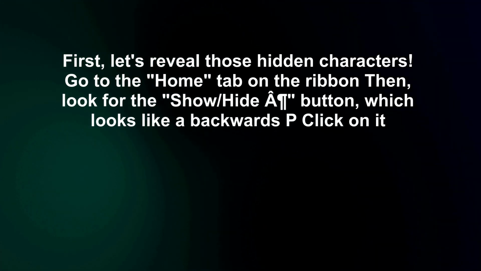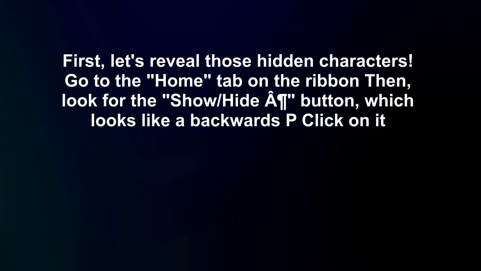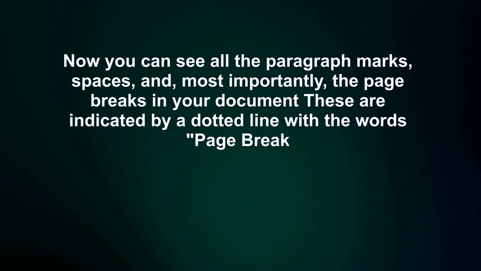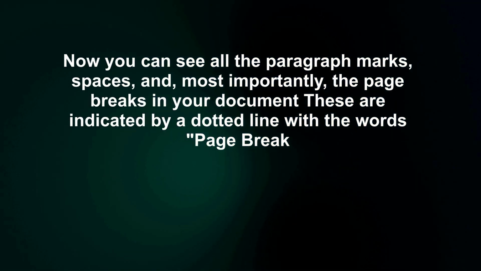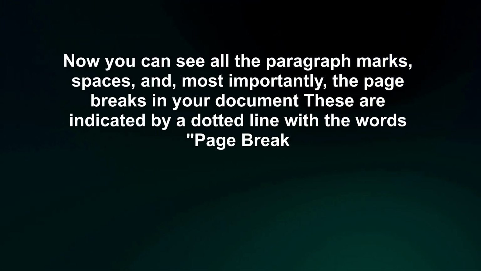Go to the Home tab on the ribbon, then look for the Show/Hide ¶ button, which looks like a backwards P. Click on it. Now you can see all the paragraph marks, spaces, and, most importantly, the page breaks in your document. These are indicated by a dotted line with the words "Page Break."